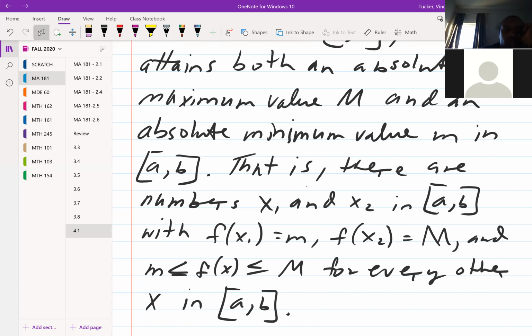And if you look at the notation, lowercase m is going to be the smallest value, and capital M will be the largest value in comparison to every other value of x in that interval [a, b]. So that just goes back to the diagram that we had on that closed interval. All the extreme value theorem is saying is that if you have a closed interval, there will be an absolute maximum on that interval and an absolute minimum on that interval.